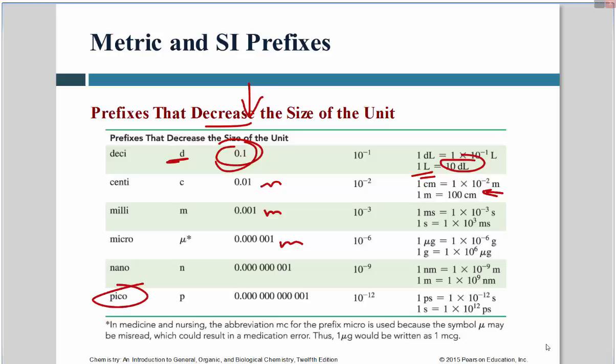Pico is what we typically use for measuring the size of an atom, just to put it in perspective. Nano, you see that often with physics and with the speed of light. And then micro, milli are what the medical profession uses a lot for like drugs and stuff.